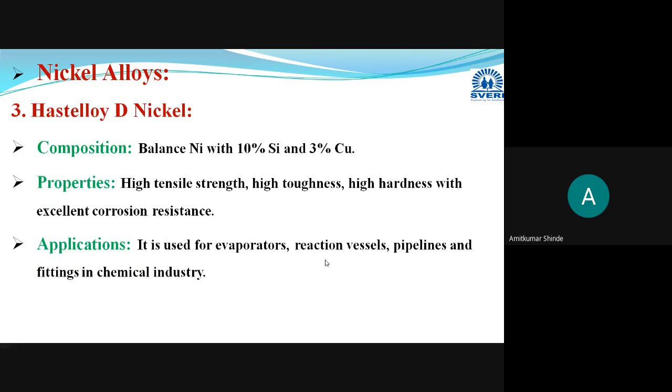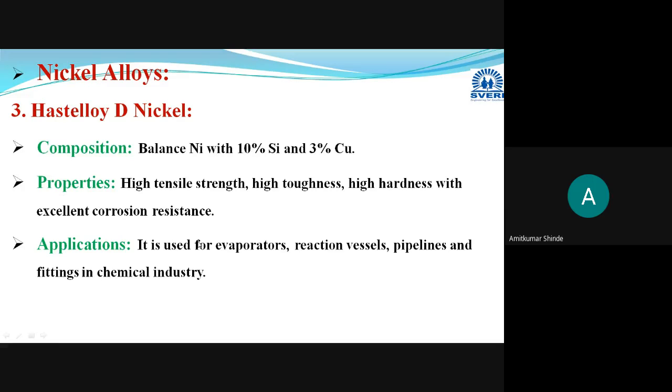Then next is Hastelloy D nickel, or it is also termed Hastelloy D. Now here, it is also an alloy with nickel as the parent metal, and the alloying elements will be silicon and copper. Its composition will be approximately 10% silicon and 3% copper. It will have high tensile strength, high toughness, hardness, and excellent corrosion resistance. Excellent corrosion resistance it will show.